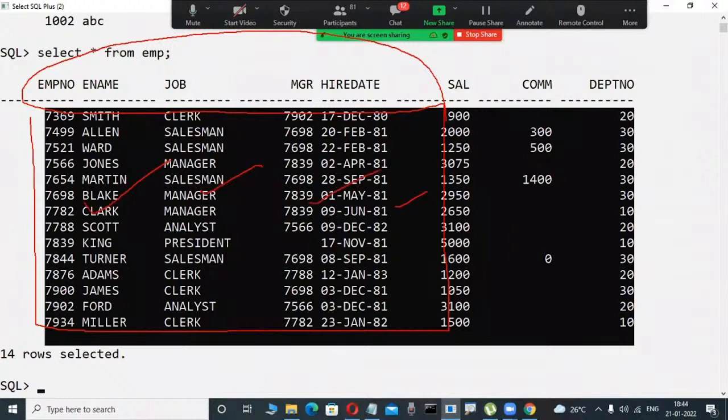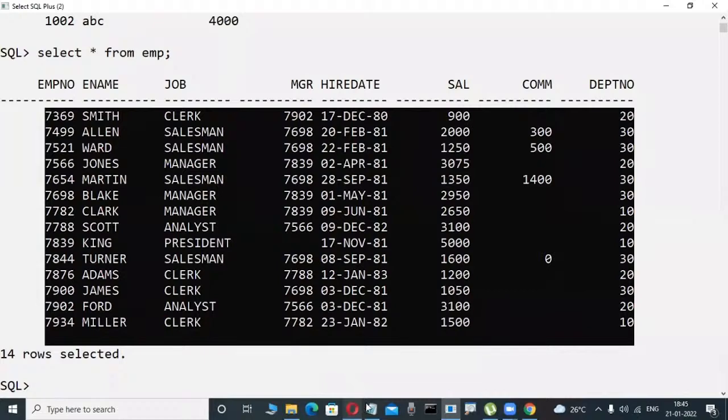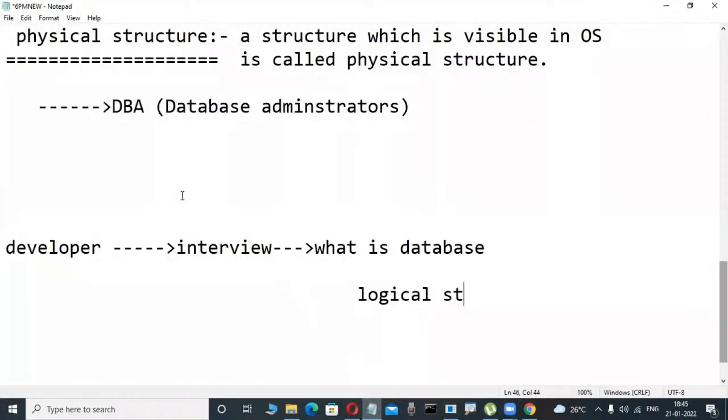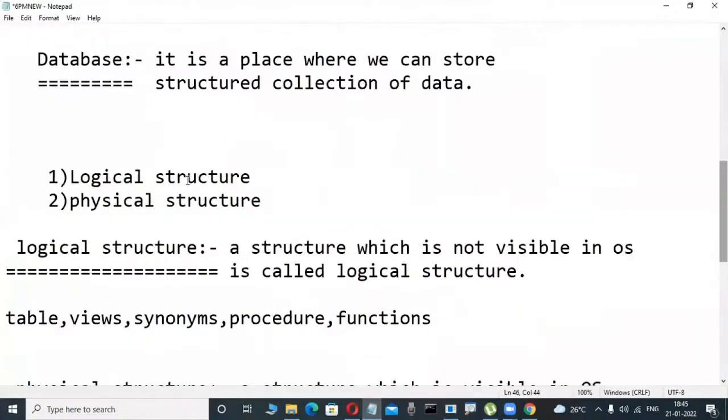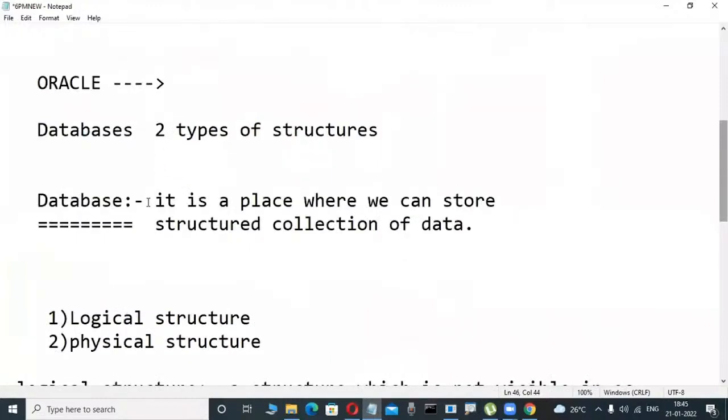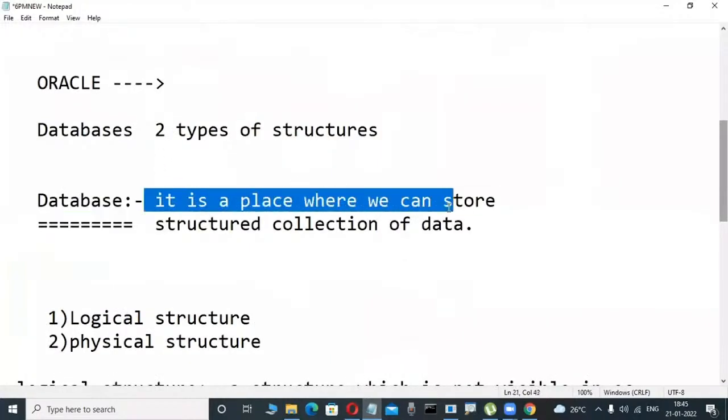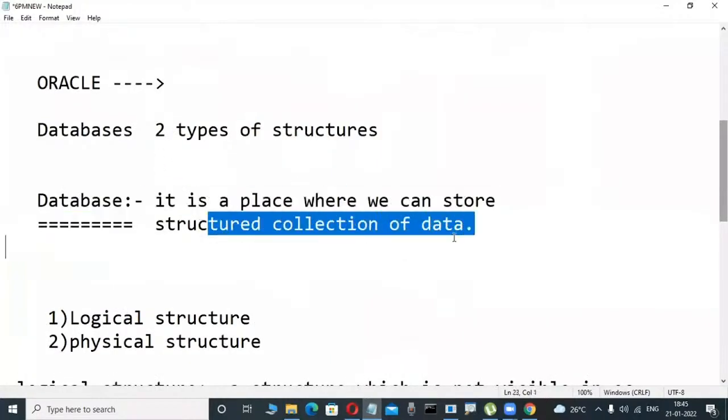structured collection of data, because we learn the relational database logical side only. That's why, if we refer to books or type into Google what is a database, two definitions are there, but most of the developers write that it is a place where we can store a structured collection of data.